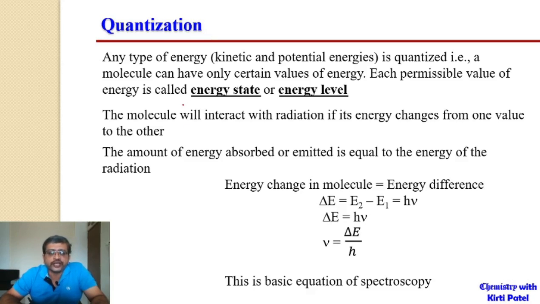The energies are quantized through Max Planck's theory. Any type of energy is quantized, that is, a molecule can have only certain values of energies, not all values are possible for it. Each permissible value, each allowed value is known as an energy state or an energy level. These energy states or energy levels can be different for different types of energies. We can have electronic energy, vibrational energy, or rotational energy. Their energy levels or energy states will be different.